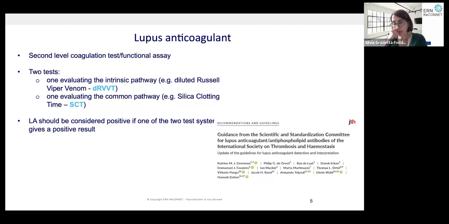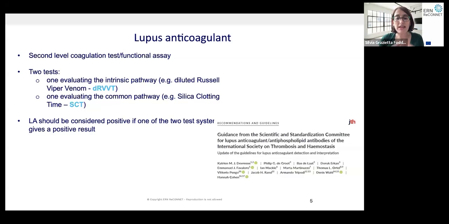First of all, I want to point out that, as the name suggests, lupus anticoagulant was an antibody that was detected for the first time in a lupus patient. And of course, it's called anticoagulant because in vitro, it exerts an anticoagulant pattern. What does it mean in vitro? When I'm running the test in the lab, what I'm going to see is a prolongation of the clotting time.